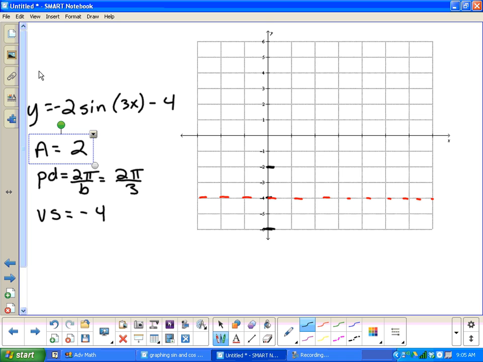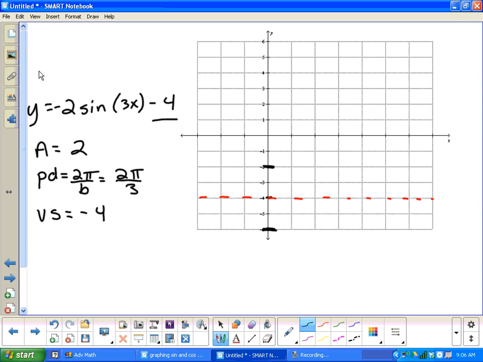So you see how it's going to bounce back and forth in between -2 and -6. Normally, if I didn't have this vertical shift of -4, it would bounce back and forth between +2 and -2, wouldn't it? But if I shift it down 4, it's going to bounce back and forth between -6 and -2.